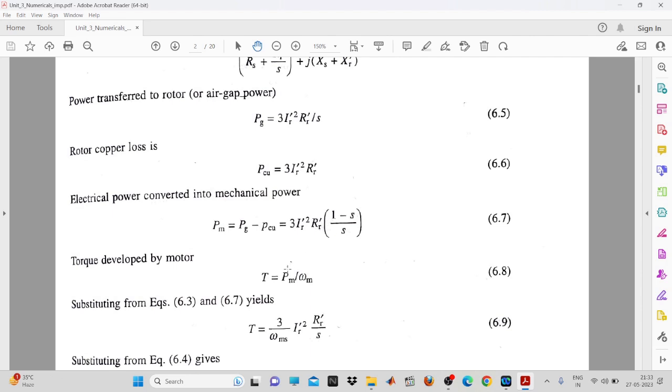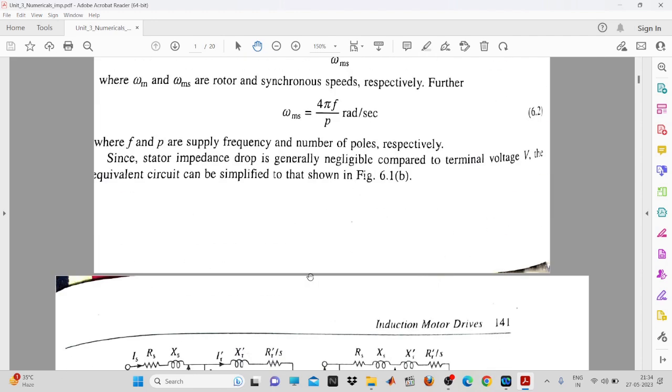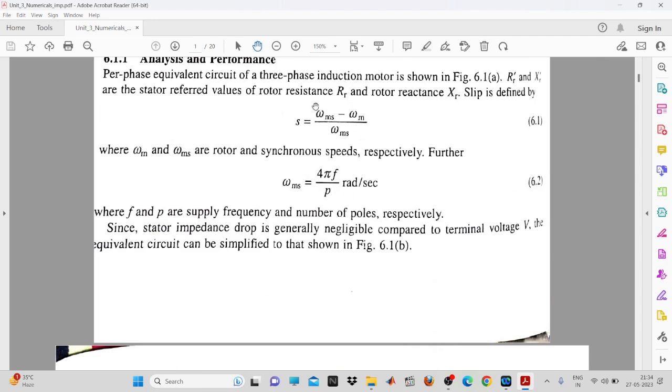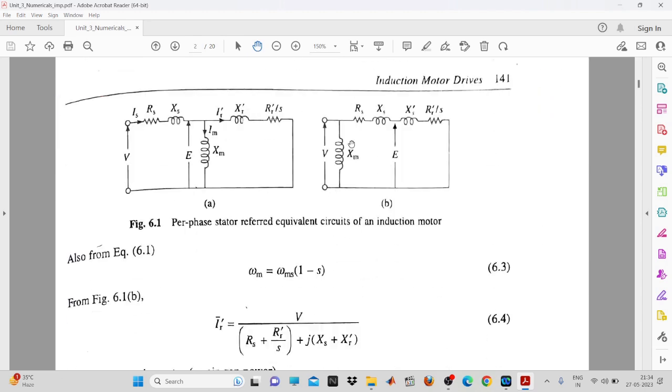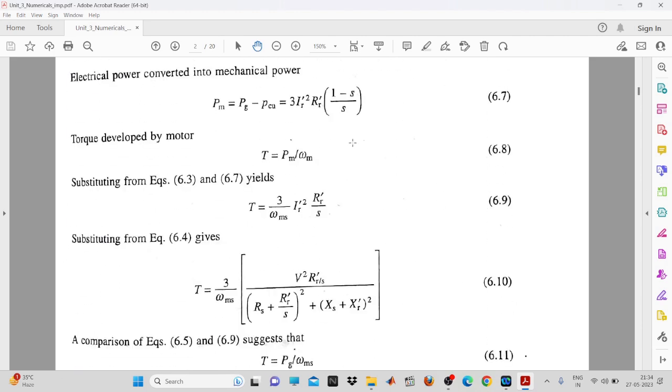Now just put the value. Pm upon omega m. You just replace this omega m by this equation, or you can take the common here. So this one will be 1 minus omega upon omega ms. After doing all the simplification, you are going to have this term. Keep this term in mind because it is going to help you in the numerical problem.